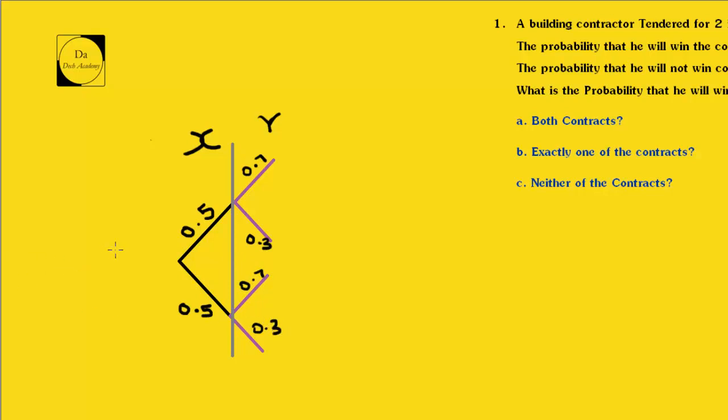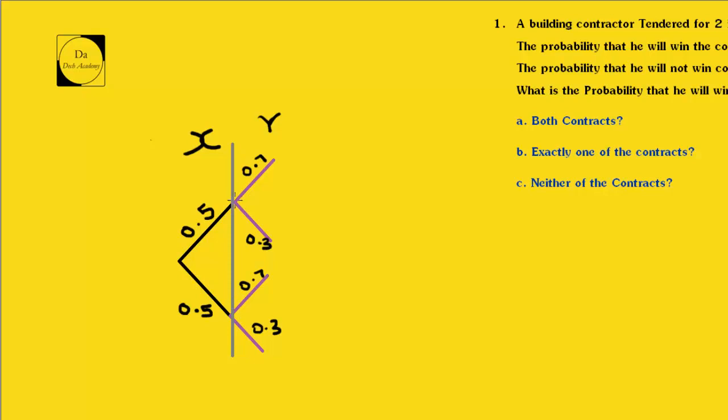What I'm saying is, look, we have an event X and there are two possible outcomes. This first branch that points upwards represents winning the contract. The branch that points downwards represents not winning the contract X. Now we move to another event Y, and we're not in the first branch.